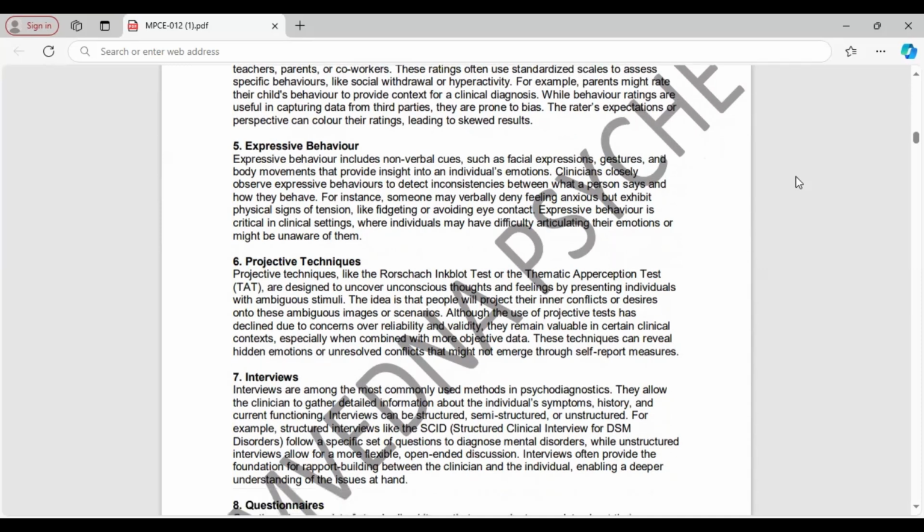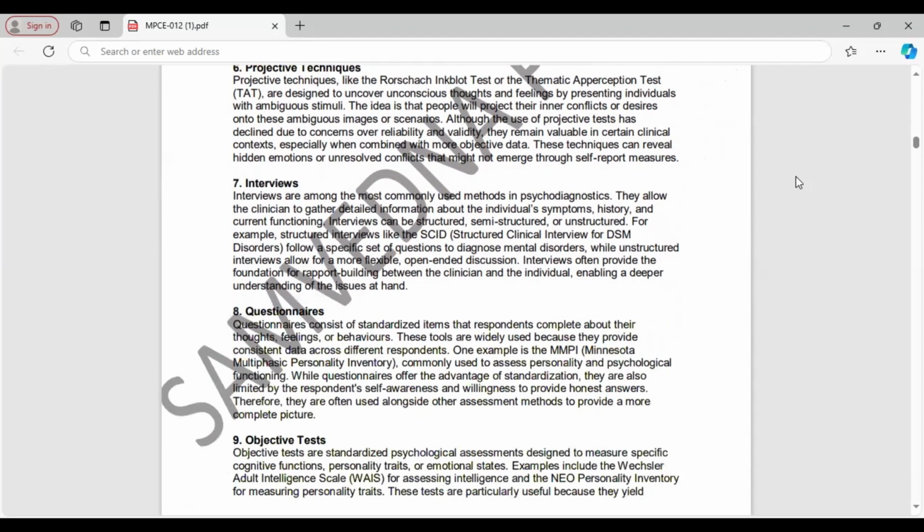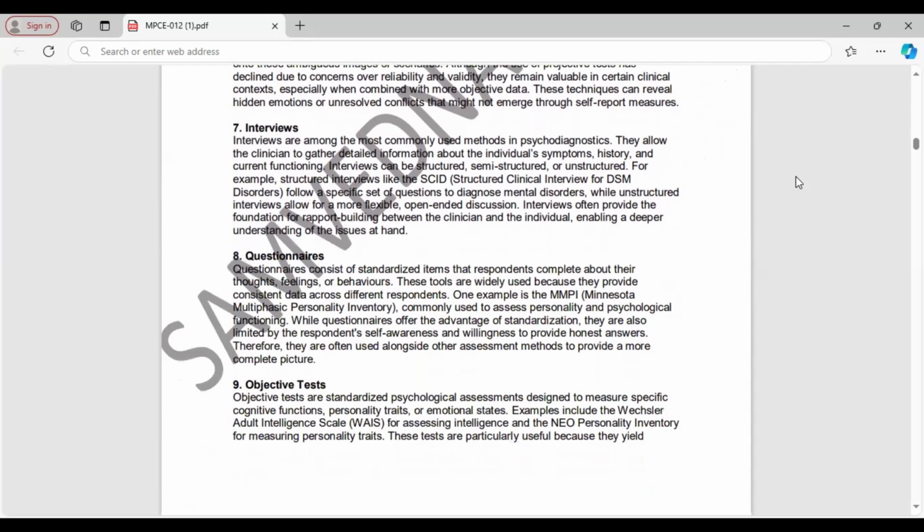Interviews, whether structured or unstructured, gather detailed information about the individual's symptoms and history. Structured interviews follow specific questions, while unstructured ones allow for open-ended exploration of issues. Questionnaires. Standard questionnaires provide consistent data across individuals but may be limited by the respondent's self-awareness. They are often used alongside other methods to create a comprehensive assessment.